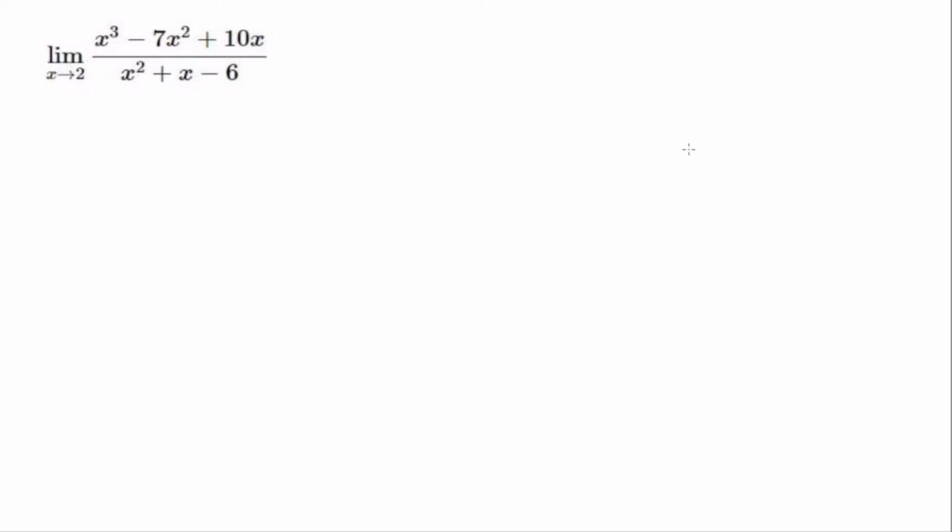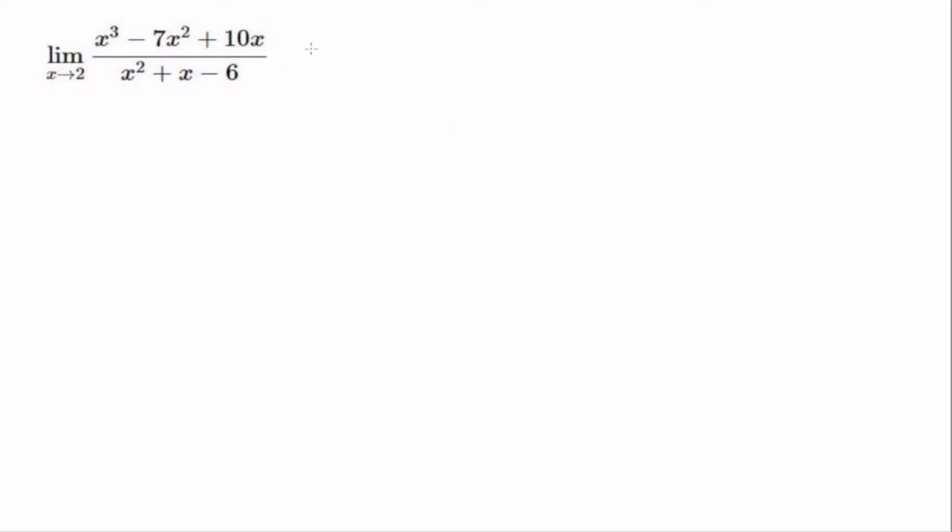Our first question here is the limit of x towards 2 of x cubed minus 7x squared plus 10x all over x squared plus x minus 6. Now the first thing you've got to do is to make sure this actually tends to either infinity or 0, so you can know that you can use L'Hopital's rule.